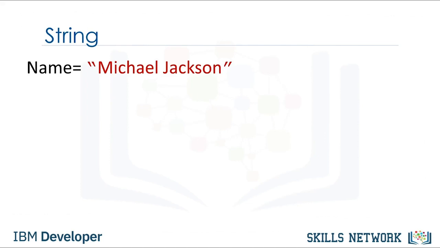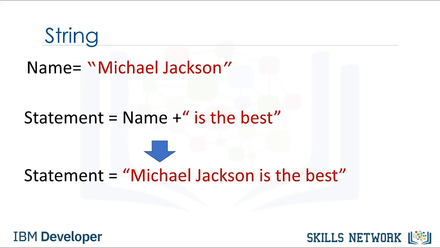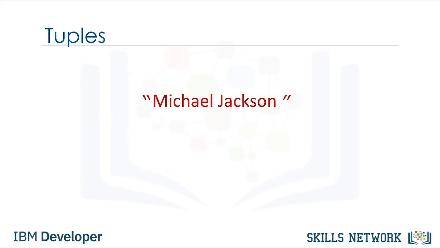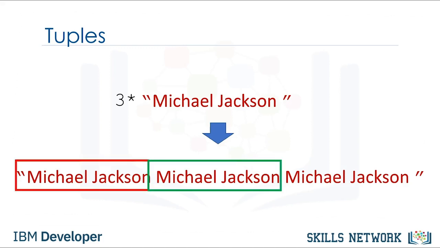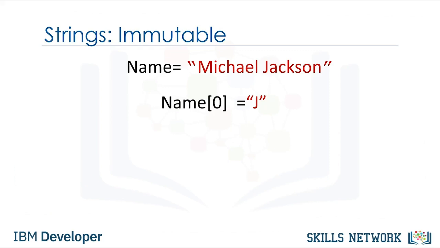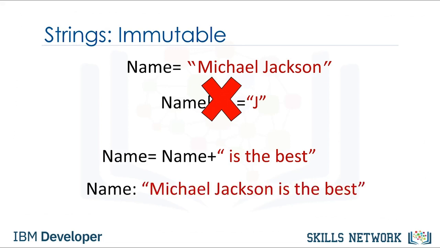We can concatenate or combine strings. We use the addition symbol. The result is a new string that is a combination of both. We can replicate values of a string. We simply multiply the string by the number of times we would like to replicate it, in this case 3. The result is a new string. The new string consists of 3 copies of the original string. This means you cannot change the value of the string, but you can create a new string. For example, you can create a new string by setting it to the original variable and concatenating it with a new string. The result is a new string that changes from Michael Jackson to Michael Jackson is the best.